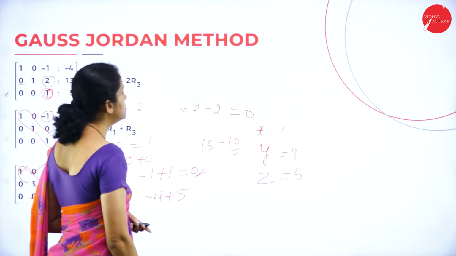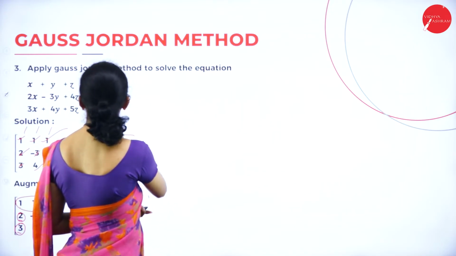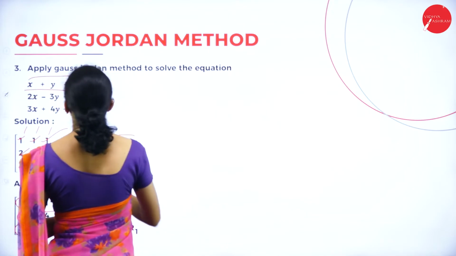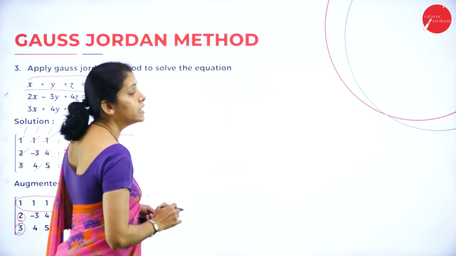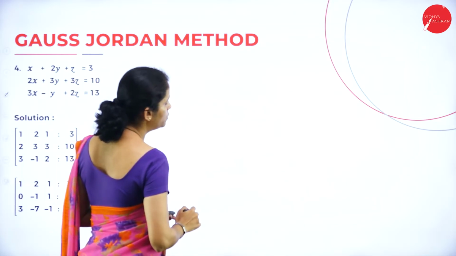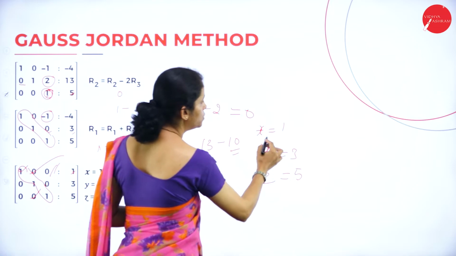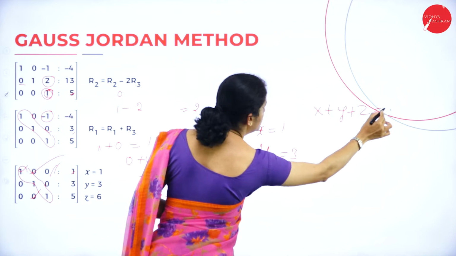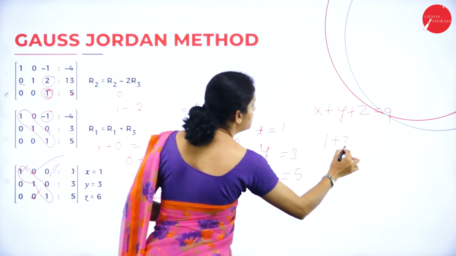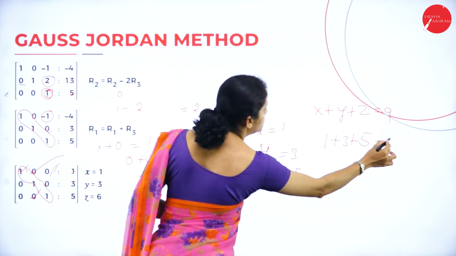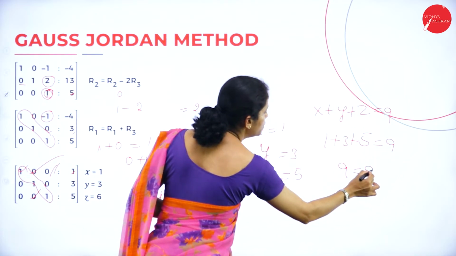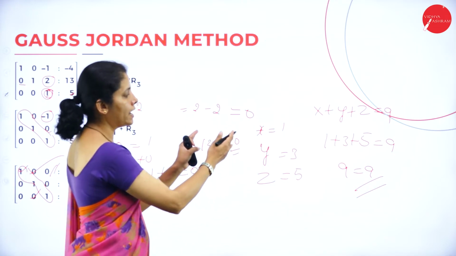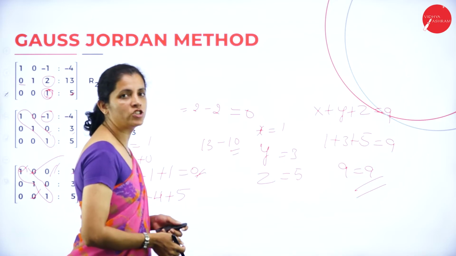Now if I consider any equation from the given question, I'll take this one, x plus y plus z equal to 9. And if I substitute the values, I have to get 9. So x plus y plus z is 1 plus 3 plus 5, which is equal to 9. So 9 equals 9. This is the way I can cross verify. So RHS equals LHS.